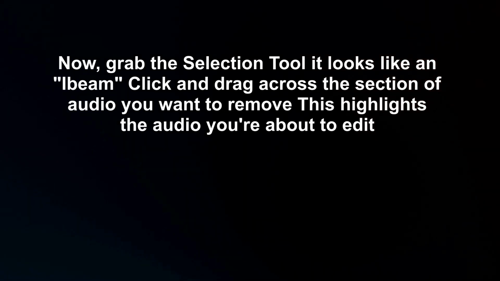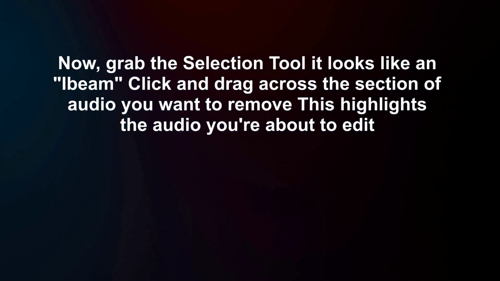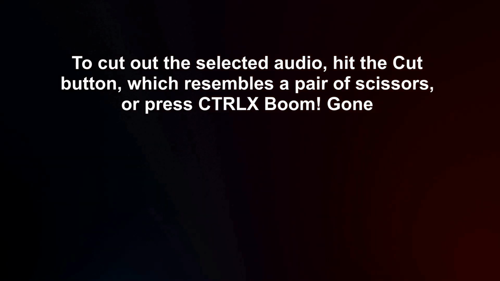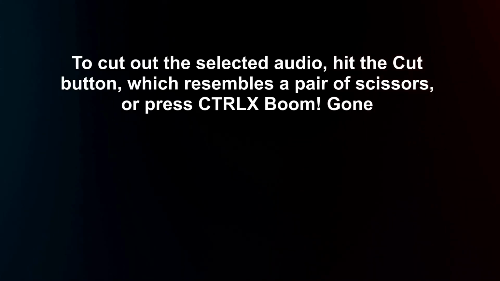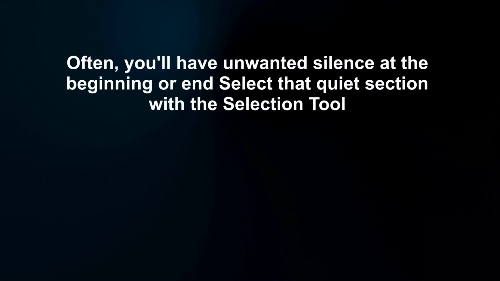Click and drag across the section of audio you want to remove. This highlights the audio you're about to edit. To cut out the selected audio, hit the Cut button, which resembles a pair of scissors, or press Ctrl+X. Boom. Gone. Often, you'll have unwanted silence at the beginning or end.